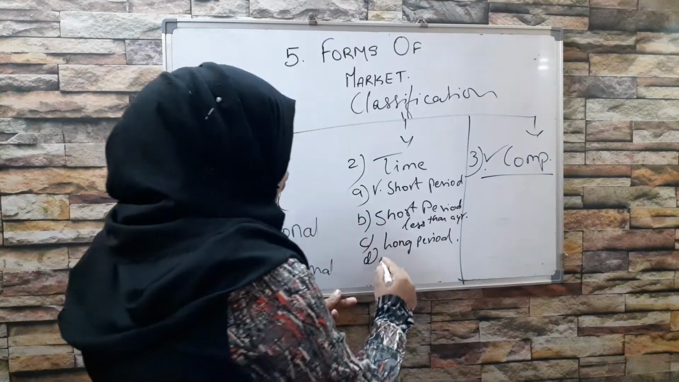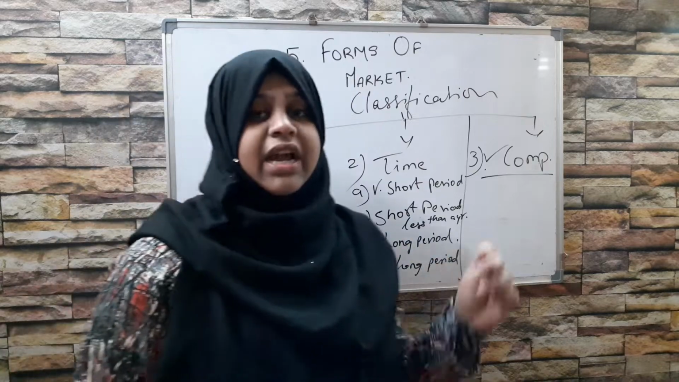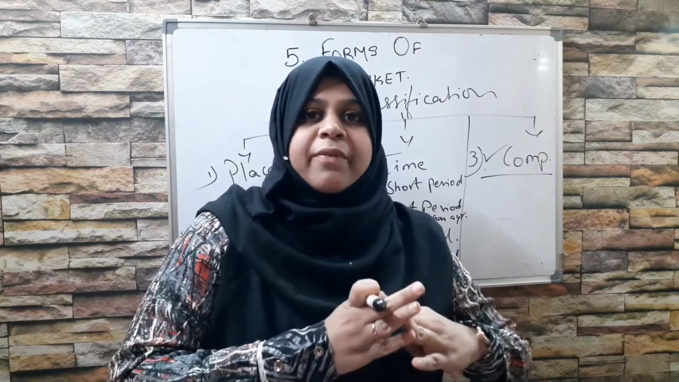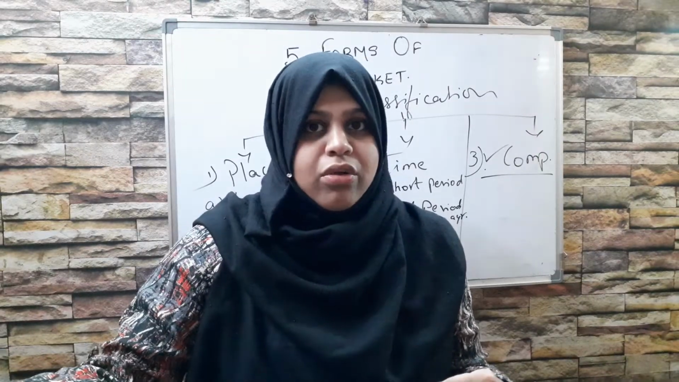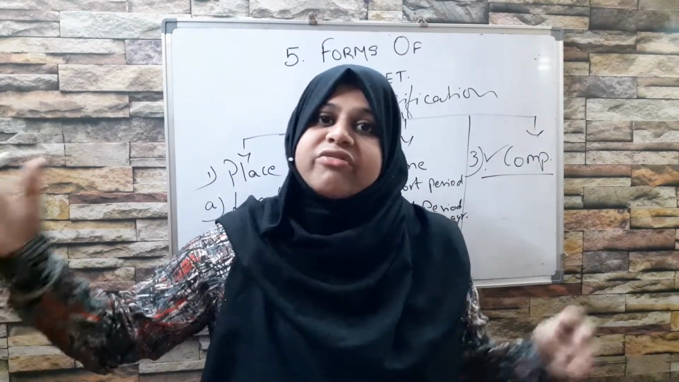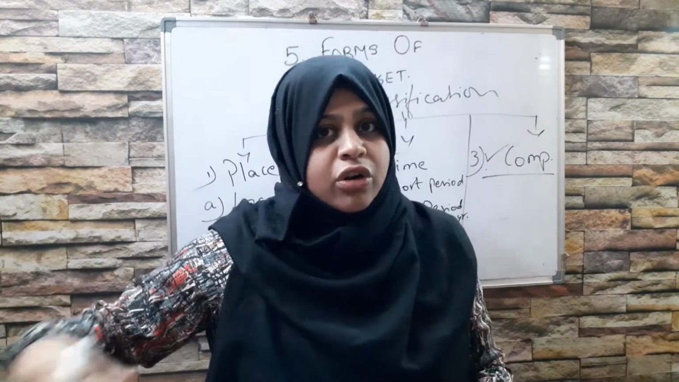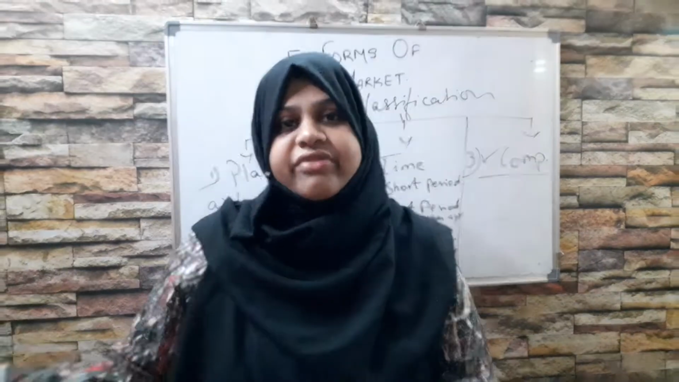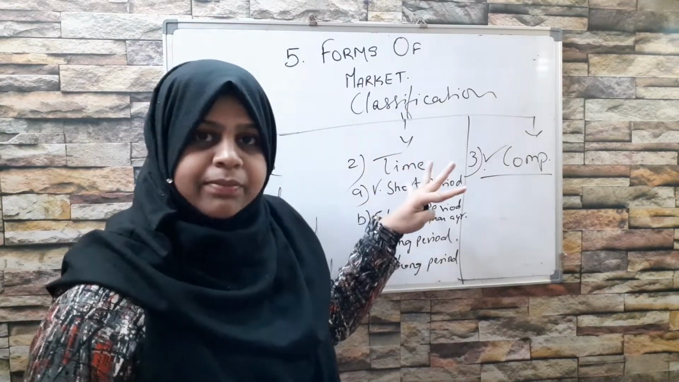And last comes very long period. This type of a market is existing for more than 5 years. Once the benchmark of 5 years is done, and still they have a lot of resources, and still they have their factors of production in hand with them, they are going to continue the production for a longer period of time. So that type of a market comes under the markets which are running for a very long period of time, more than 5 years. Okay, so this was the classification on the basis of time.